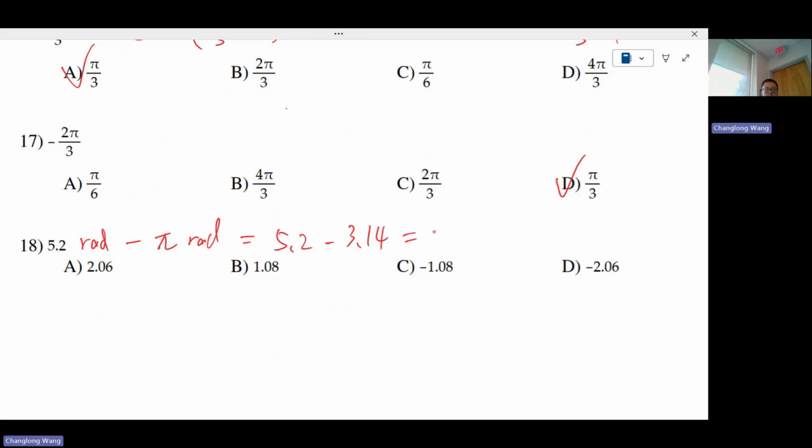You're going to get 2.08. Am I right? Wait, am I doing this right? No, 2.06, right? Yeah, thank you. All right. Oh, yeah, it's right there.